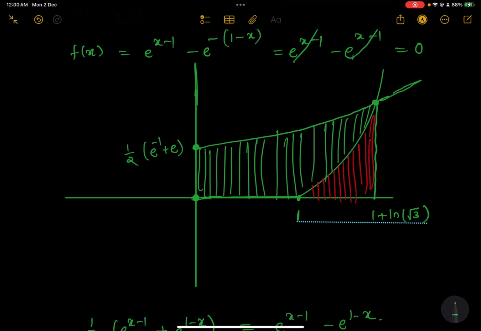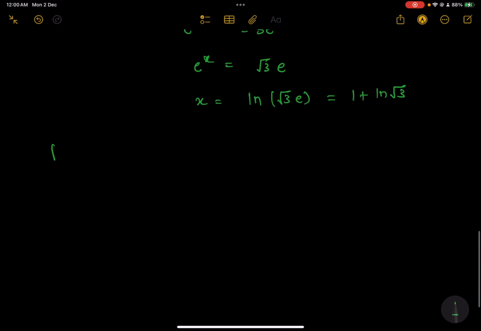we will find out the area under g of x from 0 to 1 plus ln root 3, and we'll subtract that from the area under f of x. Then we will get the green area. So integral 0 to 1 plus ln root 3 g of x dx minus integral 1 to 1 plus ln root 3 f of x dx. This will be the required area.